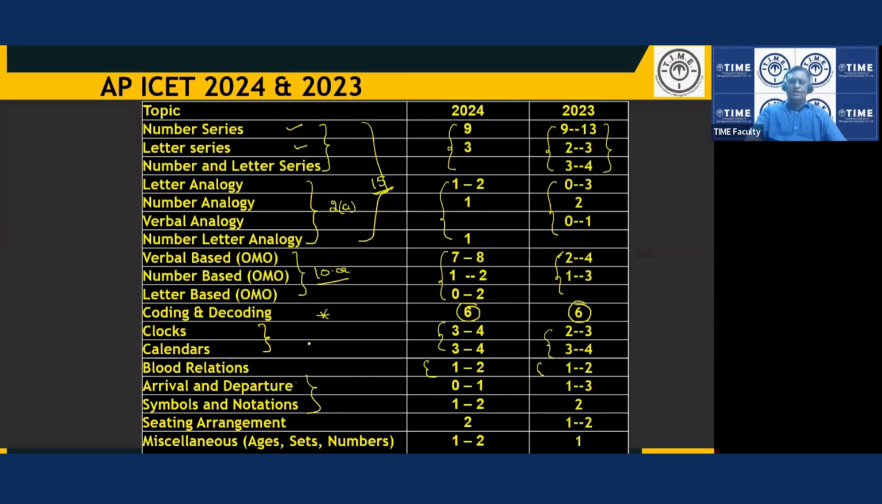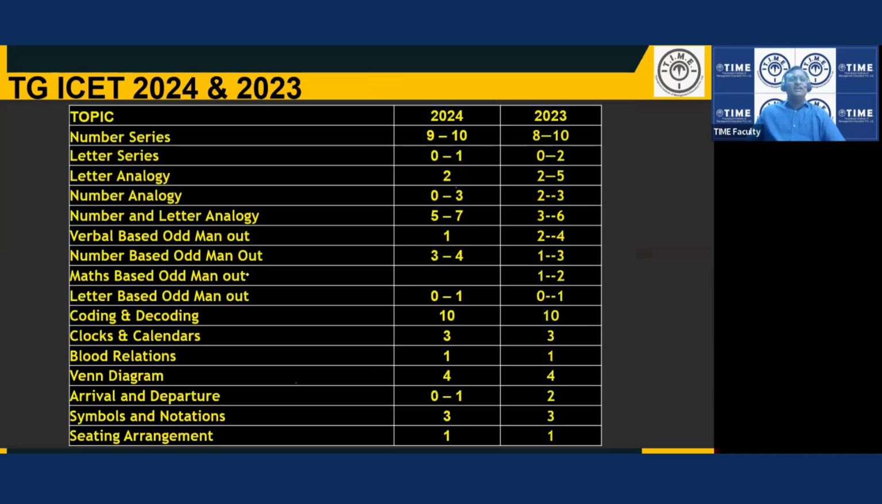Next screen, Telangana ICET. Now, in Telangana ICET, the weightage you see for 2023 and 2024 is the same for both years. Number series, letter series, the two topics, and number and letter series together: here you see almost 9 to 10. As I said earlier, it is plus 1 or minus 1 in between.